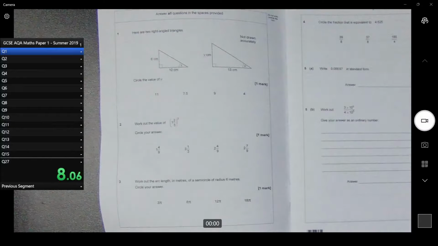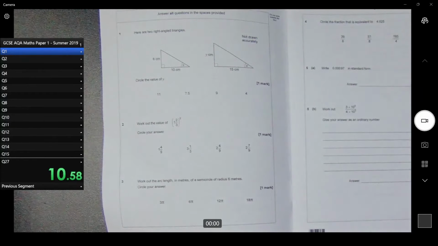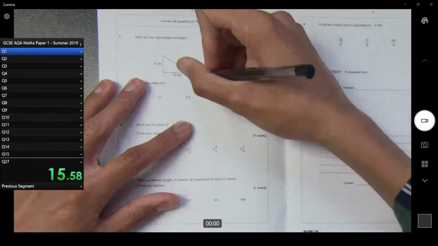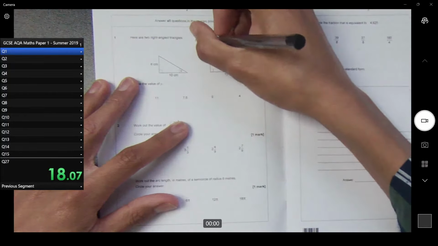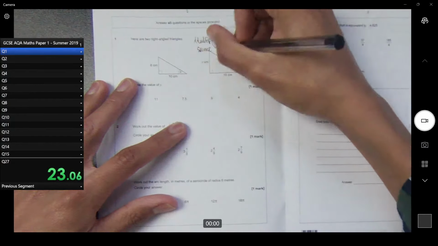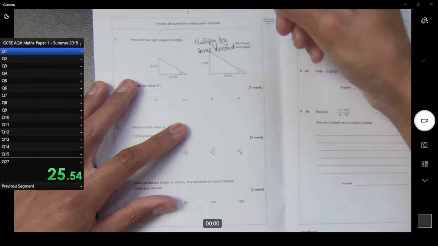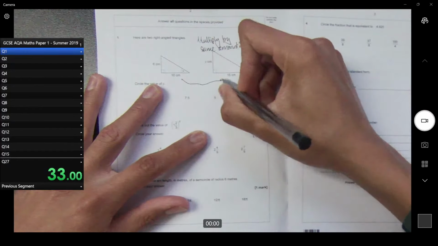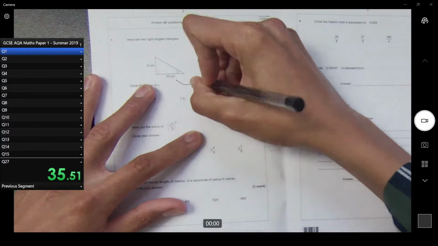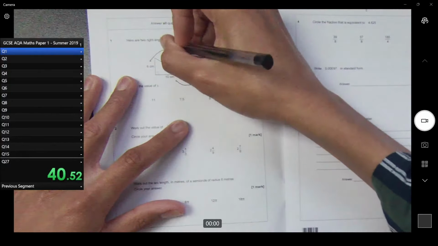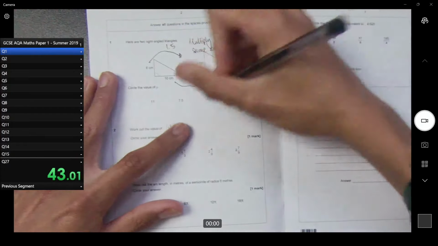Question 1 is some similar shapes where we have right-angled triangles. Now, similar shapes are where the sides are in proportion, so they'll multiply by the same amount. So, for example, we can see that from 10 to 15, this is multiplied by 1.5. Therefore, this is also multiplied by 1.5. So y is going to be 9.